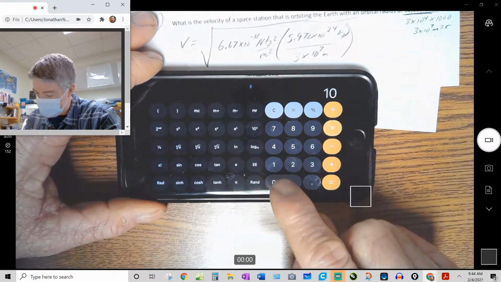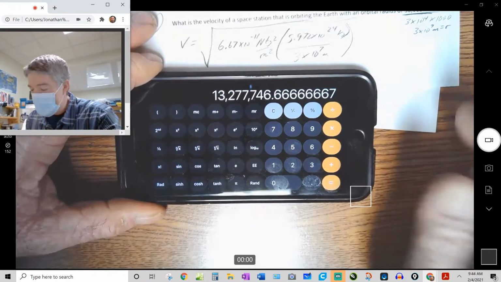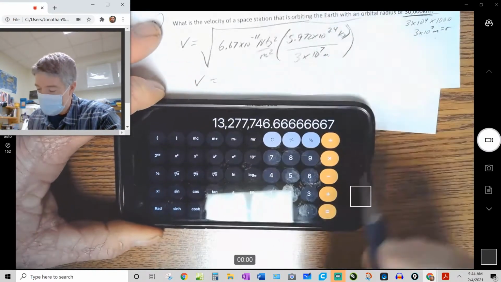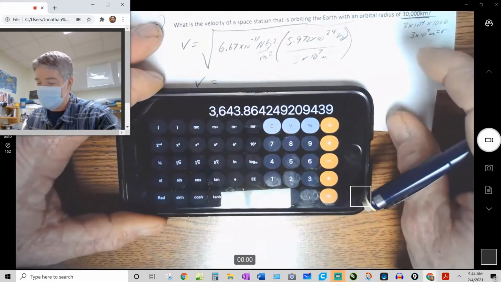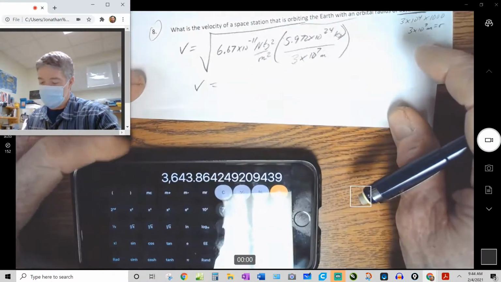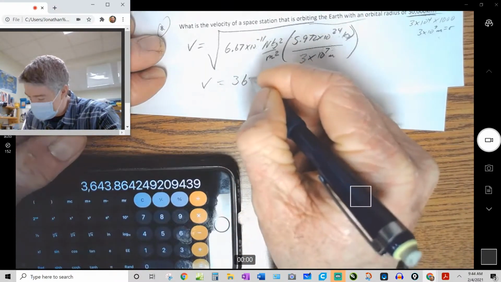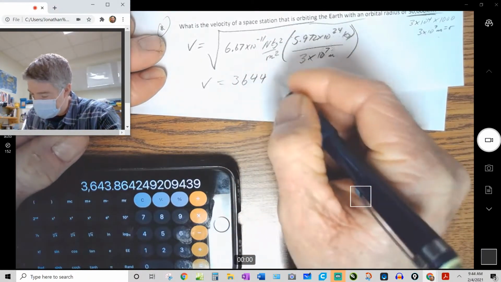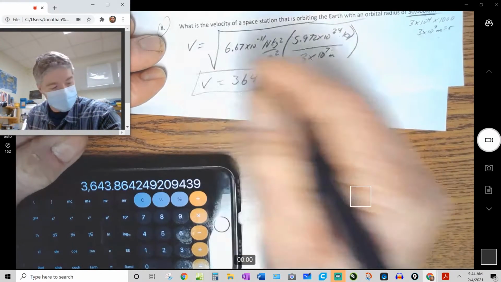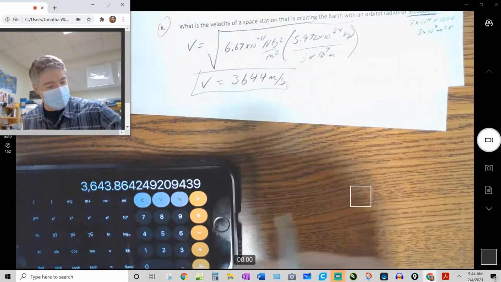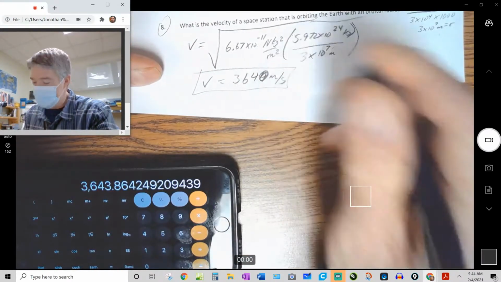I am going to use this function on the calculator now. And then I've got everything in the radical, so I'm going to take the square root: 3,643, or 44. I'll just round it to 44 meters per second. Check my answers from last year, make sure I got it right. Yeah, that's good. I actually rounded then. Let me round now.